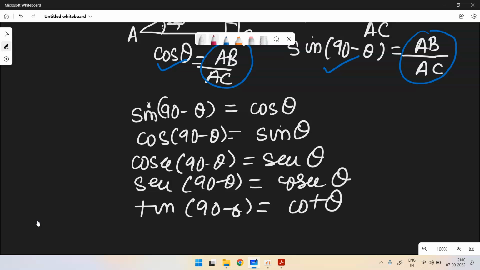Sir, how will I remember this? You remember sine square theta plus cos square theta equal to 1. See, one is 90 minus theta, the other will be theta. If I take sine 90 minus theta, this will be equal to cos theta, or if I take cos 90 minus theta, this will be my sine theta. This is for sine and cos only. Now for others, tan theta.